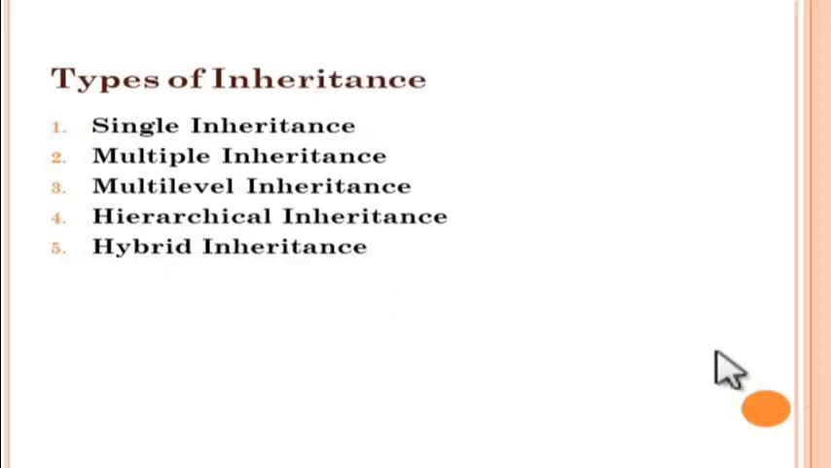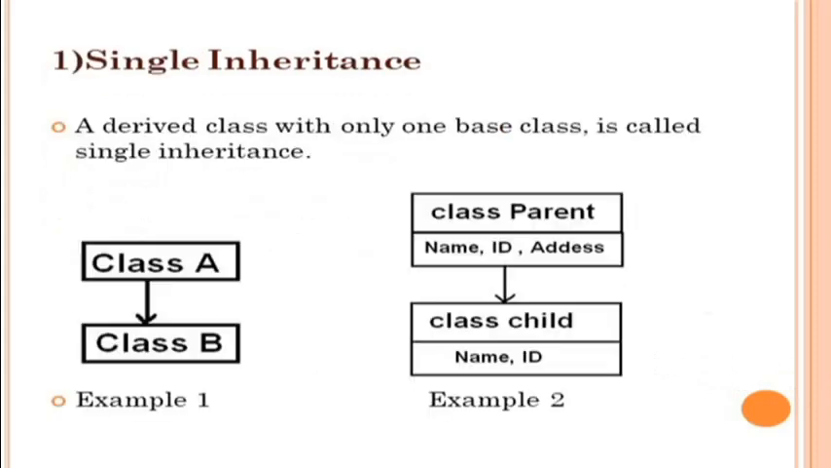Types of inheritance: single inheritance, multiple inheritance, multi-level inheritance, hierarchical inheritance, hybrid inheritance. We will see them one by one. First, single inheritance. A derived class with one base class is called single inheritance. That means only one base class is there. In inheritance, there is a possibility that there may be multiple base classes or multiple derived classes, but if there is only one base class and only one derived class, then that design is called single inheritance.